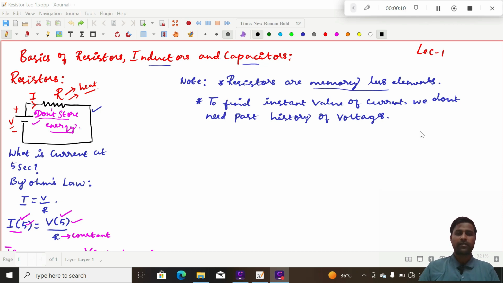Let us see what are all the topics we have covered in the last class. In the last class, we have taken resistors, and we have seen that resistors are memoryless elements. If you want to find the instant value of current, we don't need the past histories of voltages. This is the content we have seen in the last class.